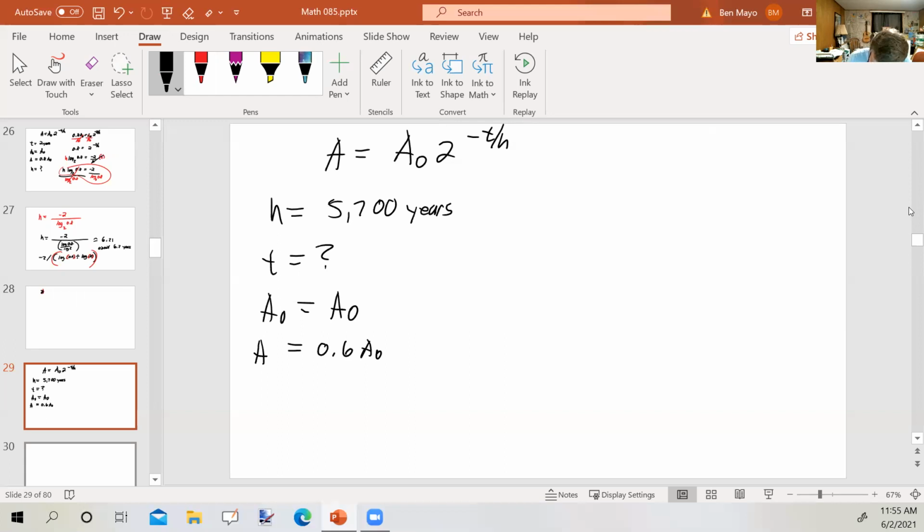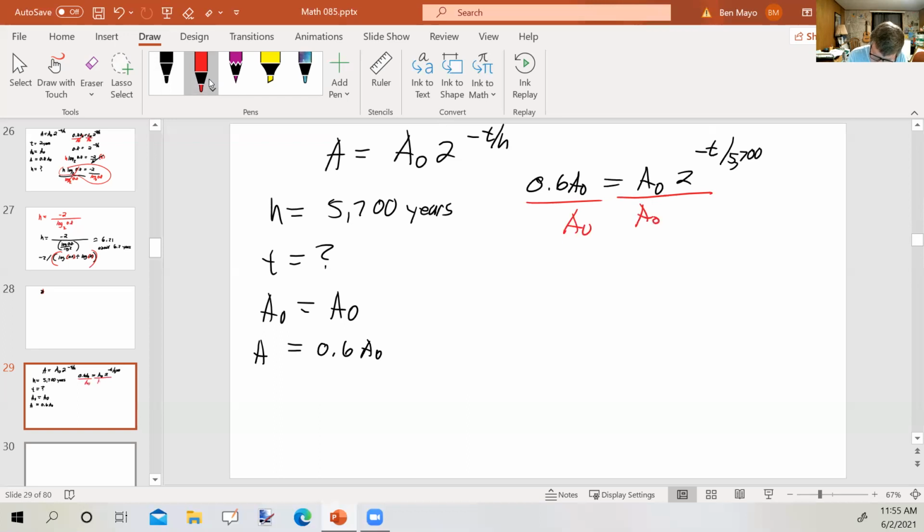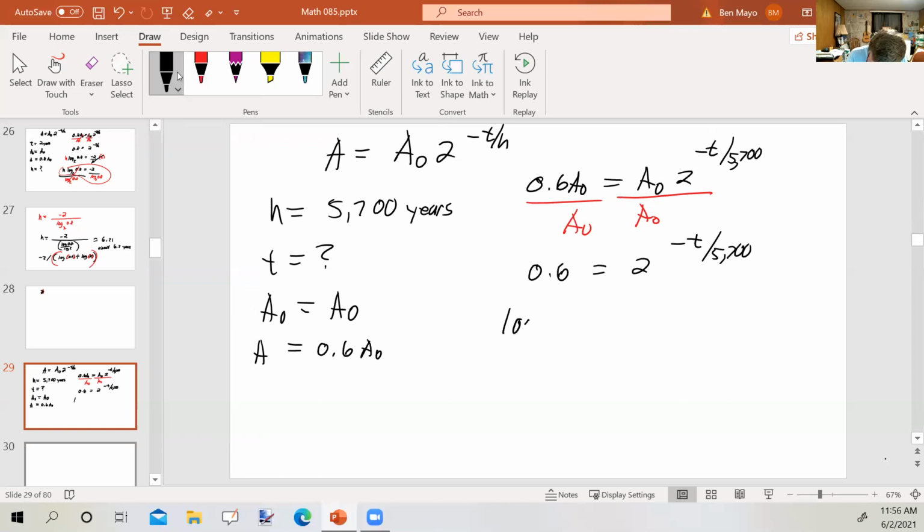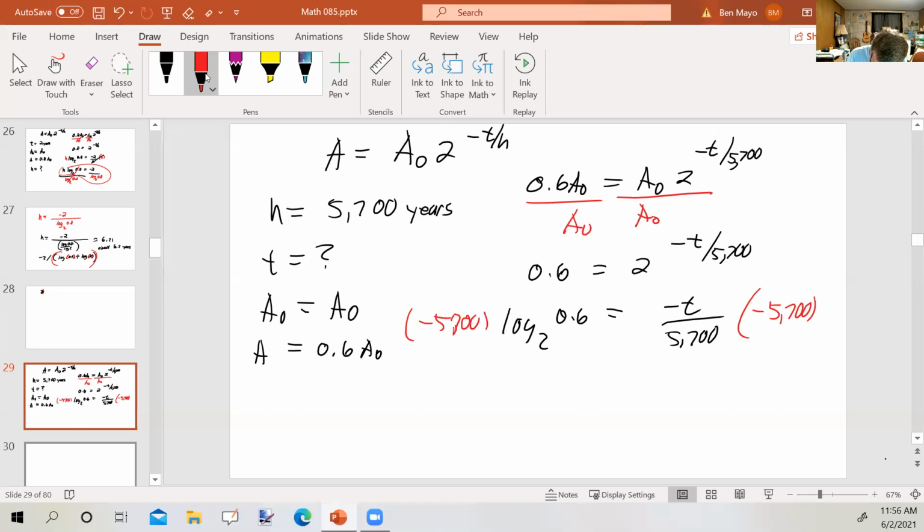Okay, so now our equation becomes 0.6 A sub 0 equals A sub 0 times 2 to the negative t over 5,700 years. I'm going to divide both sides by A sub 0. 0.6 equals 2 to the negative t over 5,700 years. I'm going to change this to a logarithmic equation. Log base 2 of 0.6 equals negative t over 5,700. I'm going to multiply both sides by negative 5,700. We did something similar to this a little bit ago.